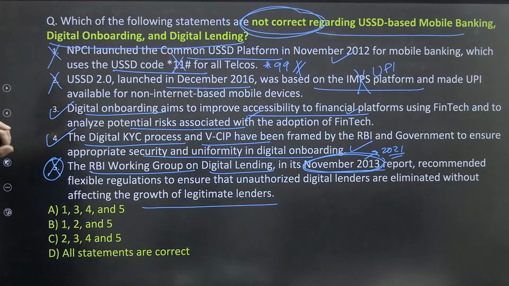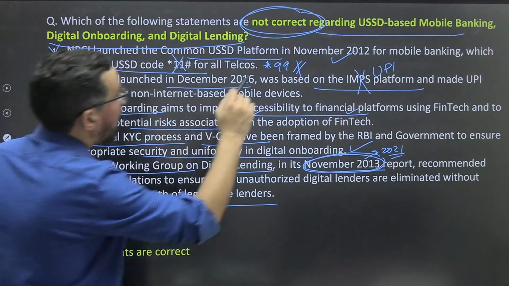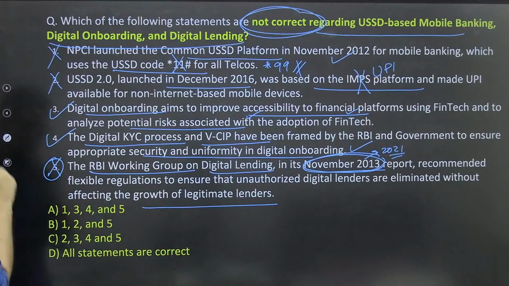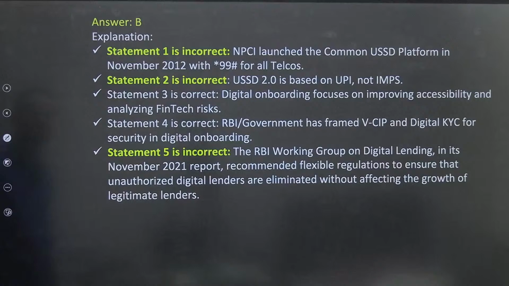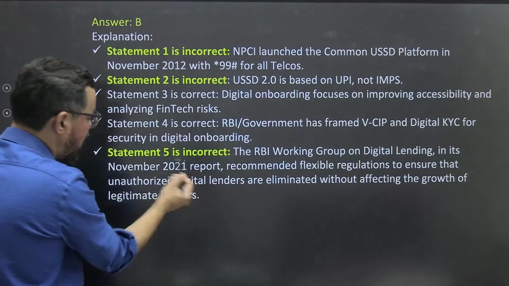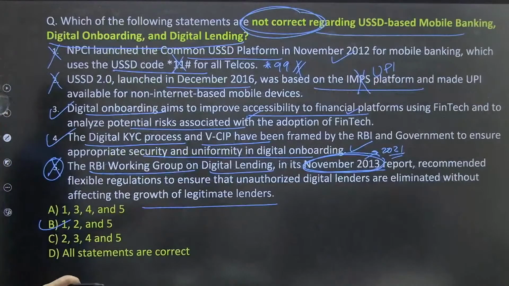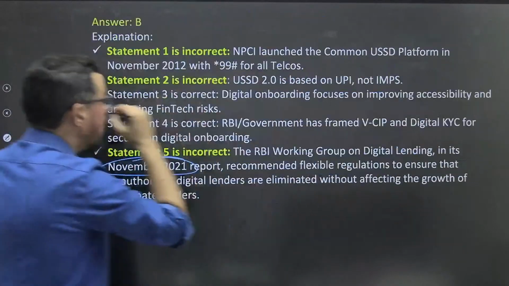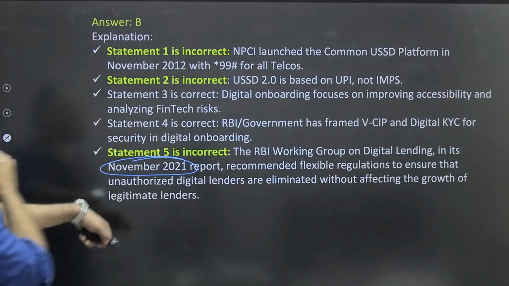So we have to find out the incorrect statement. That means 1, 2 and 5. So B should be the right answer for this particular one. Yes, 2021 was the latest report during that particular period, so you are absolutely right. So statement 1 is incorrect.